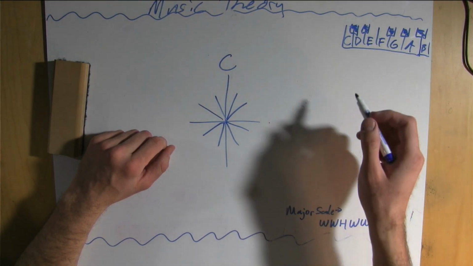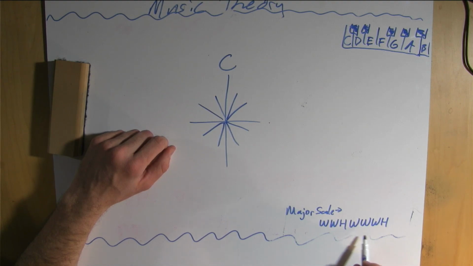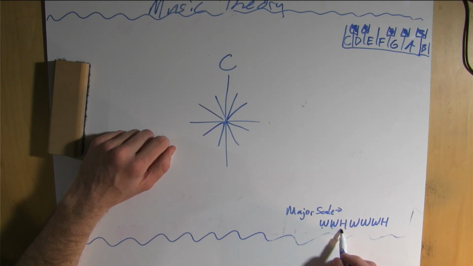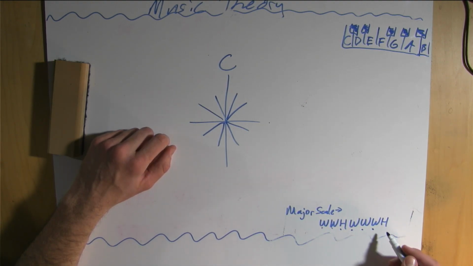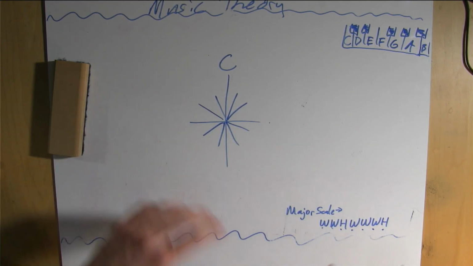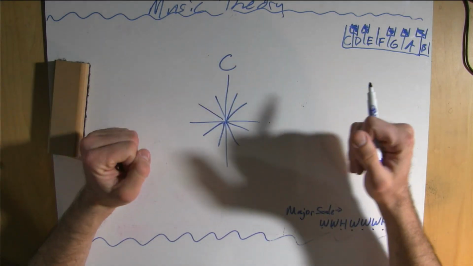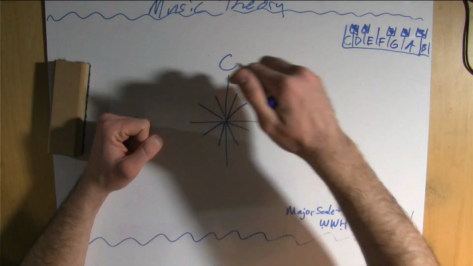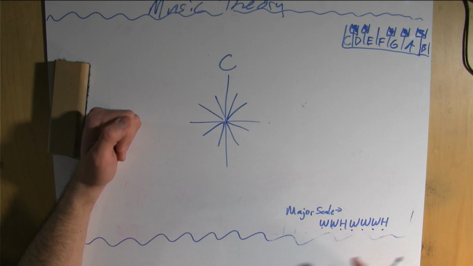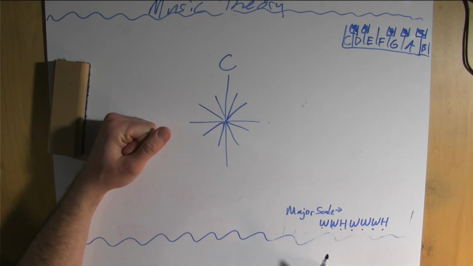So let's look over here, just to confirm. C to D, that's a whole step. D to E, that's a whole step. E to F, half step. F to G, whole step. G to A, whole step. A to B, whole step. And then when it repeats, B to C is a half step. There you go. So this is the basis for what we're dealing with here, okay? Every single one of these major scales is going to use that pattern.